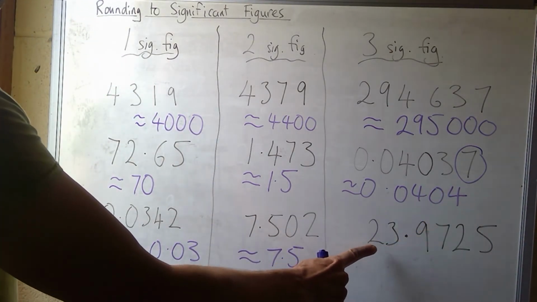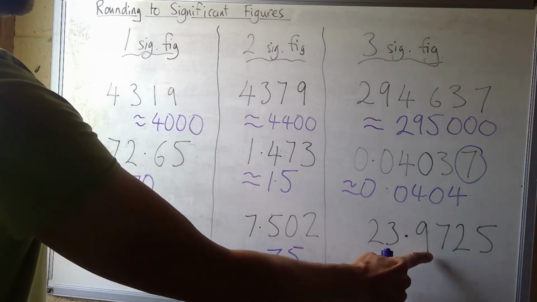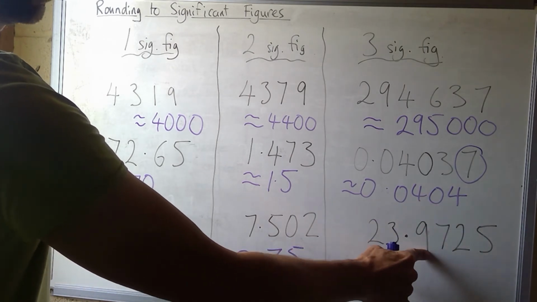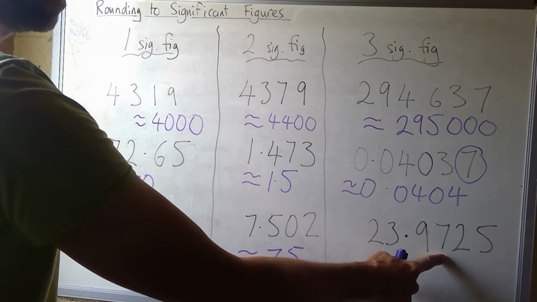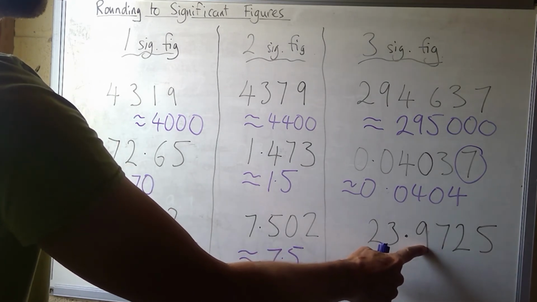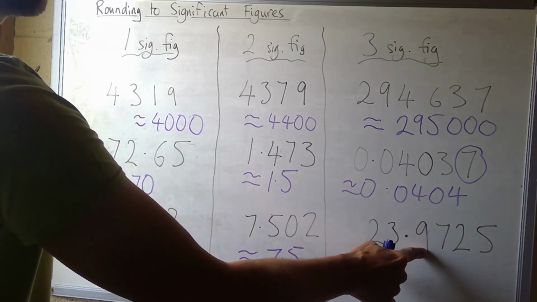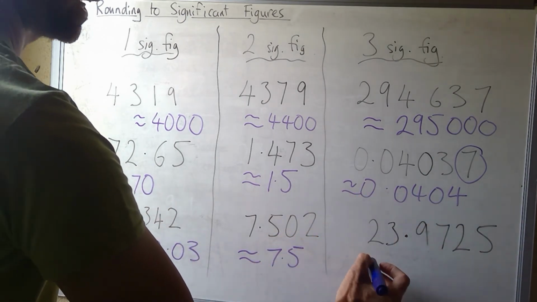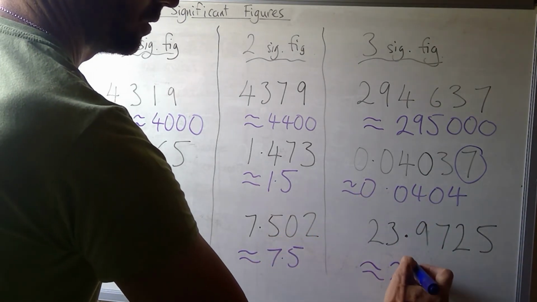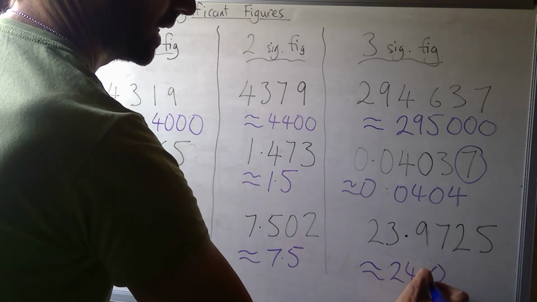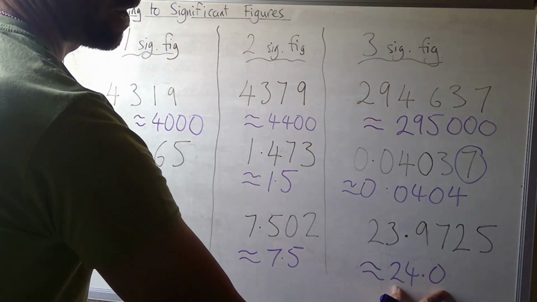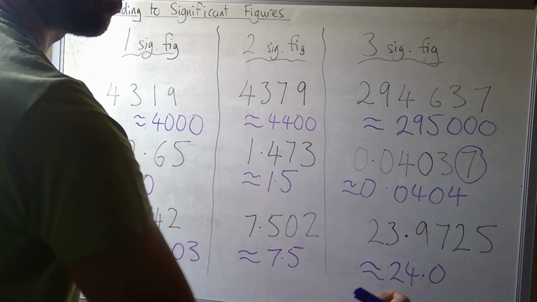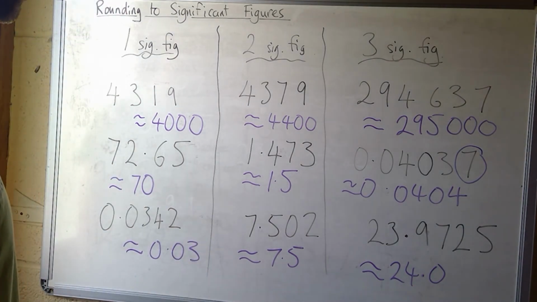This one, the third significant figure, first, second, third, is in the tenths column. So I'm rounding to the nearest tenth, or one decimal place. This 7 will cause this 9 to round up, and of course that 9 can't round up to a 10, so it goes to the next column. So this one will round up to 24.0. I must put the 0.0 on to show that I've rounded to three significant figures, otherwise it will look like I've only rounded to 2.